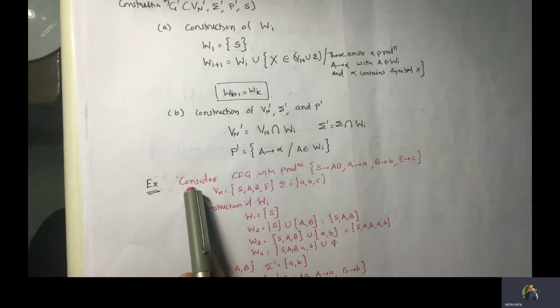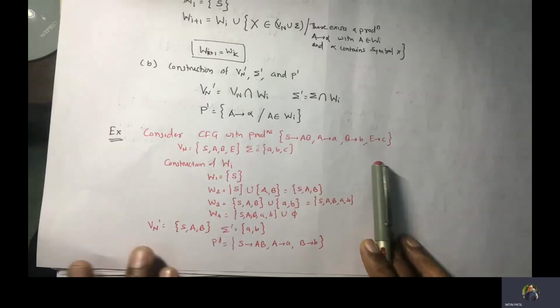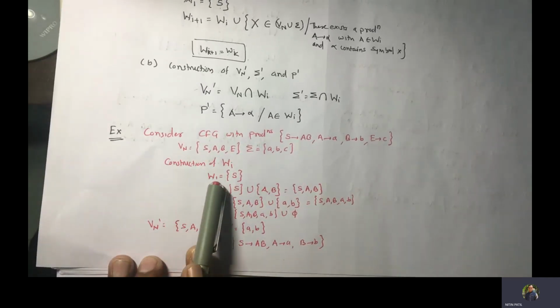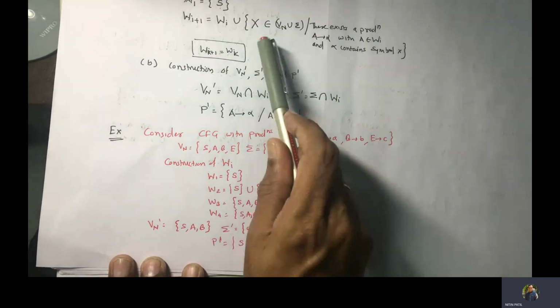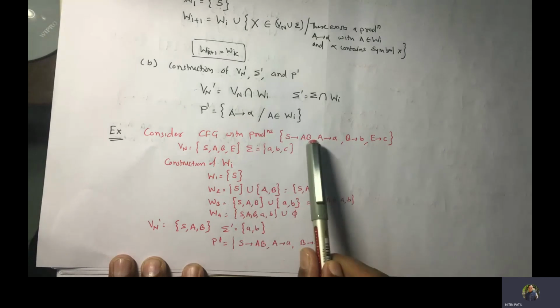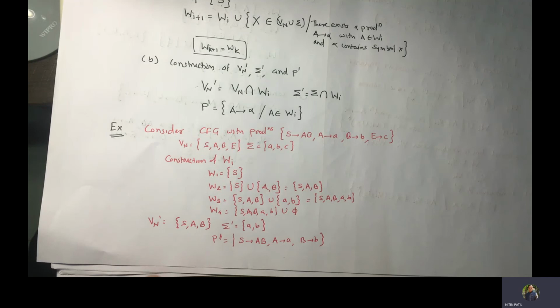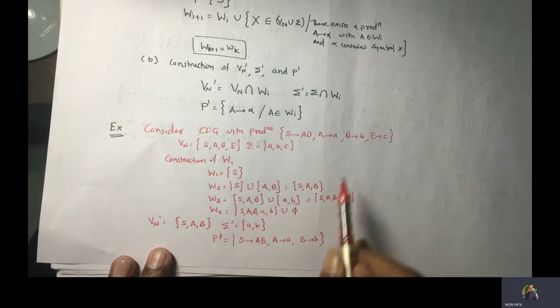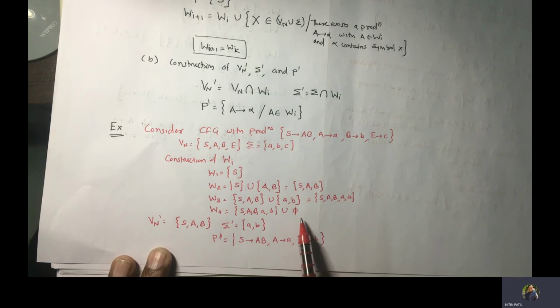So I took an example here. We have been given a grammar G such that S gives AB, A gives a, B gives b, E gives c. Now for this grammar, we first constructed W1. So W1 is S. We took W2 as S, and then, as we talked about this X, we took A and B there. So we got W2 to be S, A, B. Later we took W3 as S, A, B union. Now for A we have a, and for B we have b, so we got the set S, A, B, a, b. W4 is S, A, B, a, b union. Now there is nothing remaining, so phi.